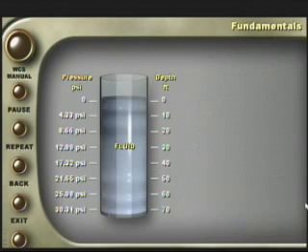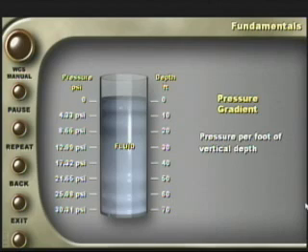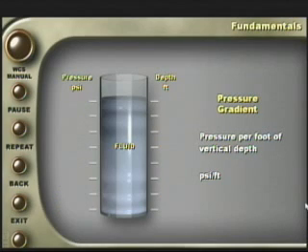To find out how much pressure a fluid of a certain density exerts at a given depth, we calculate what is called the pressure gradient of the fluid. The pressure gradient is a measure of the rate of change in fluid pressure per foot of vertical depth, and is expressed in psi per foot. The pressure gradient of water, for example, is 0.433 psi per foot.